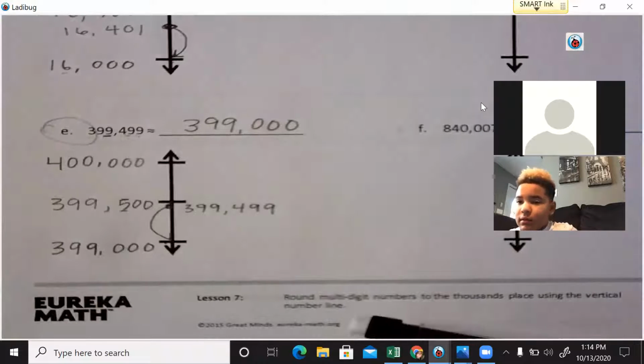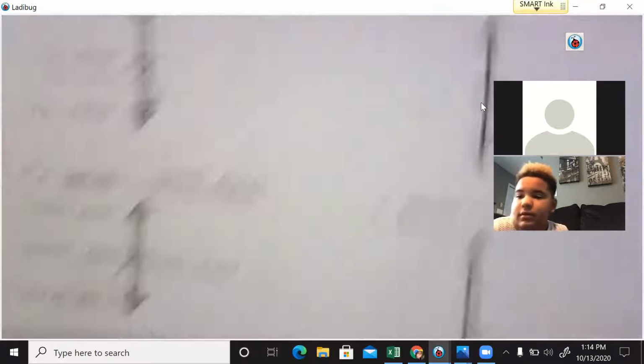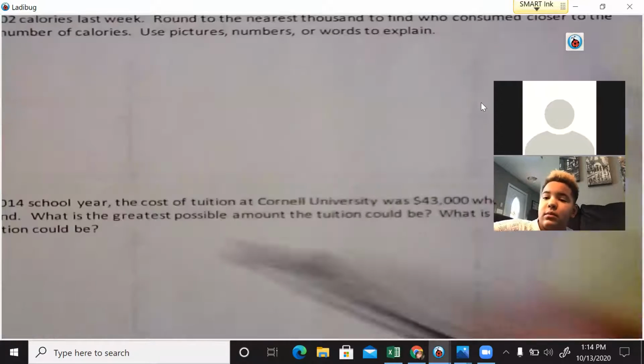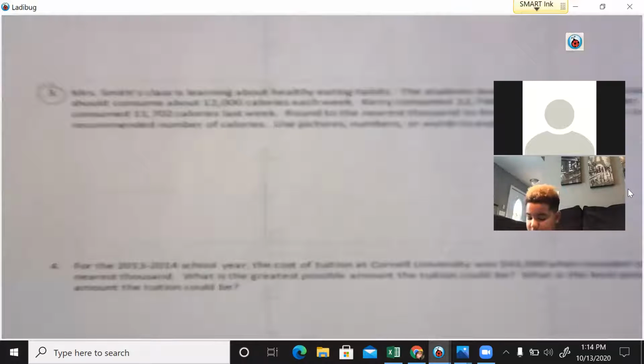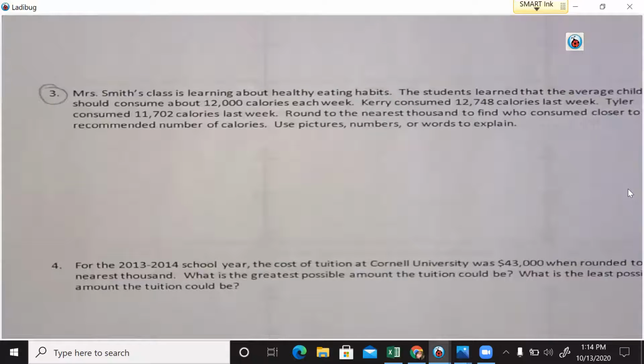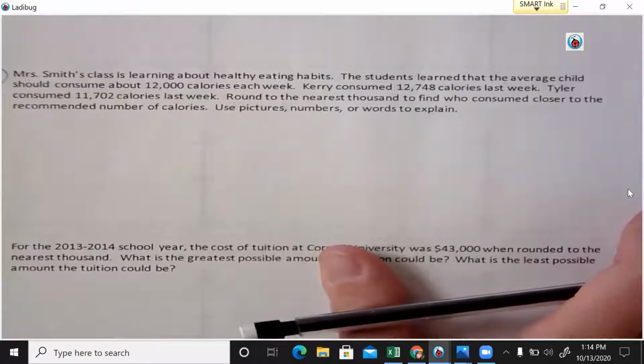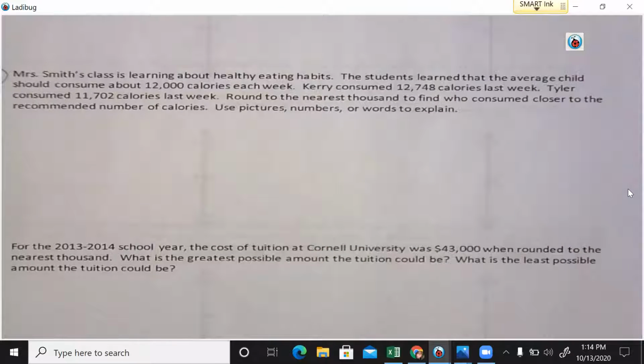Okay, now we're going to flip to page 39, and we're going to look at number 3. We're going to zoom out a little, put this into some real life problems now. Mrs. Smith's class is learning about healthy eating habits. The students learned that the average child should consume, what's that mean? Consume. What's that word mean? Eat. It means to eat about 12,000 calories each week. And calories are the thing that make up food. So food, even your drinks, have calories in them.